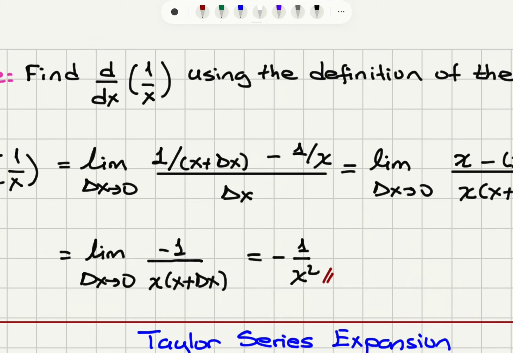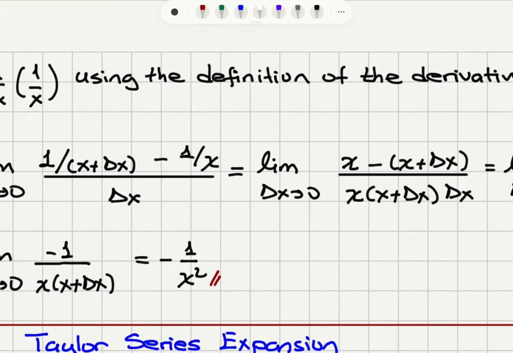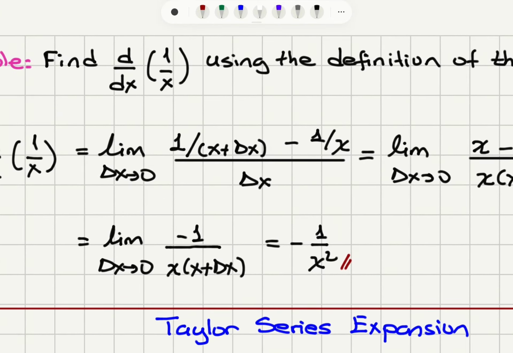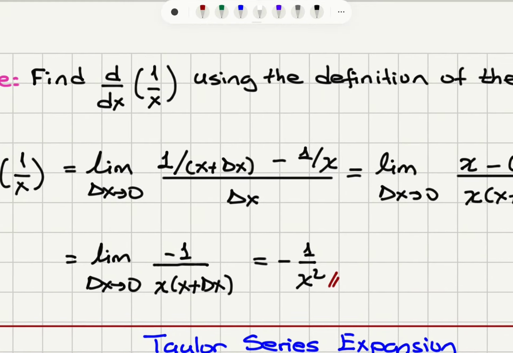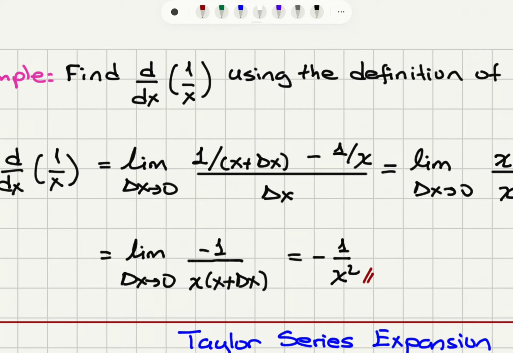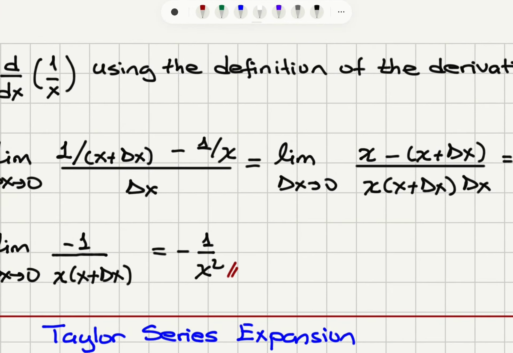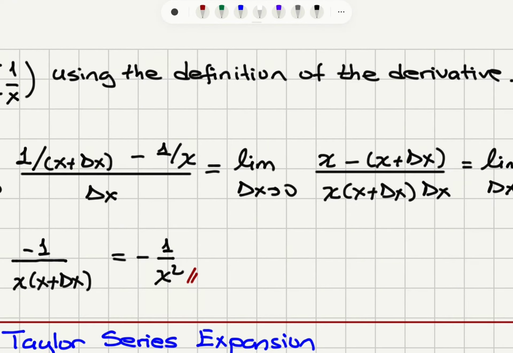Find the derivative of 1 over x using the definition of the derivative. The derivative of 1 over x with respect to x is, by definition of the derivative, the limit as delta x goes to 0 of f of x plus delta x, which is 1 over x plus delta x, minus f of x, 1 over x, divided by delta x.